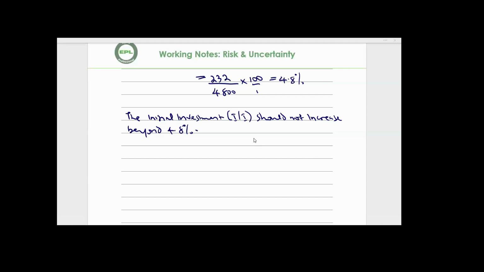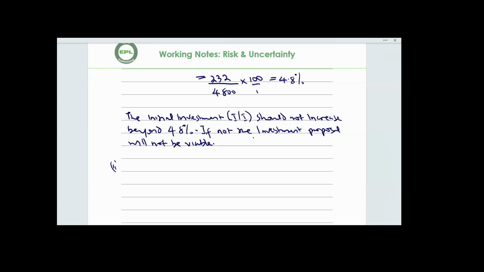This 4.8% is what will make the project break even. If not, the investment proposal will not be viable. That is, if initial investment increases beyond 4.8%, the project NPV will be negative.